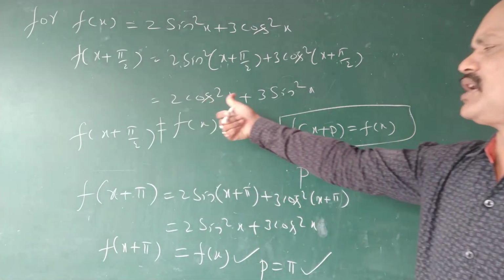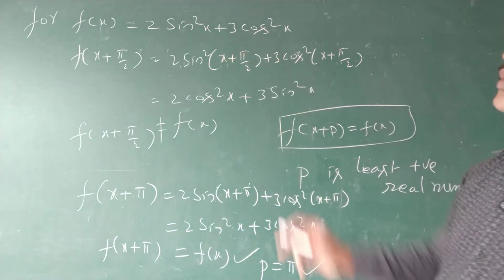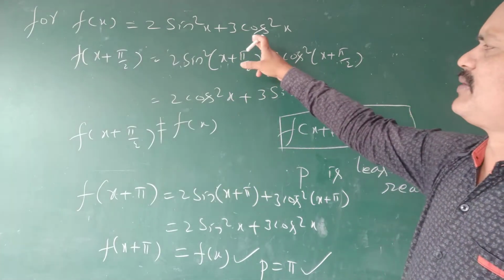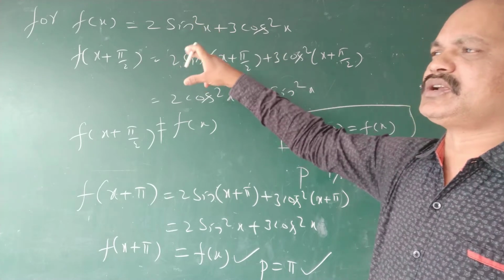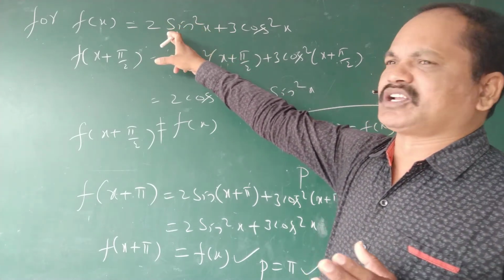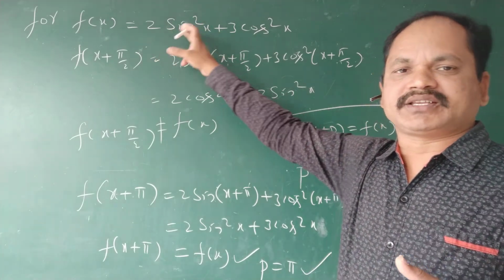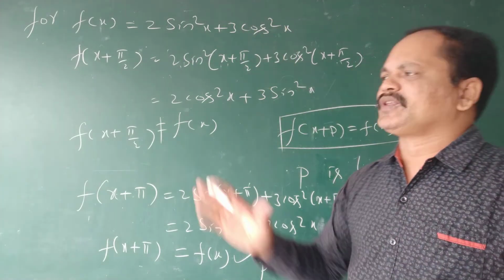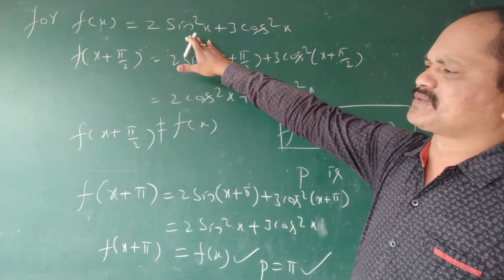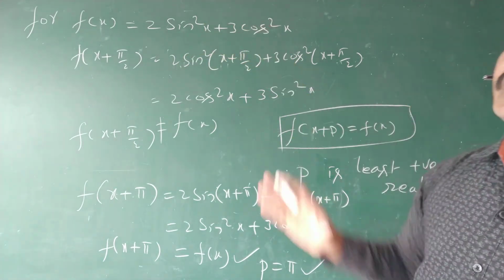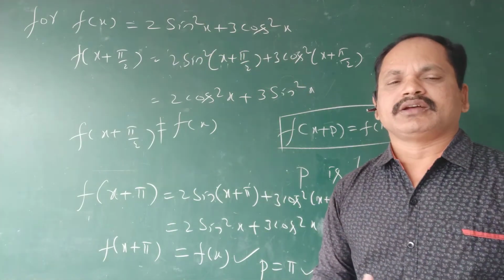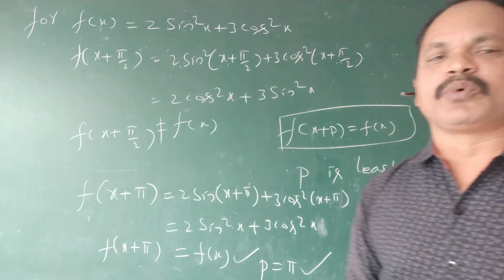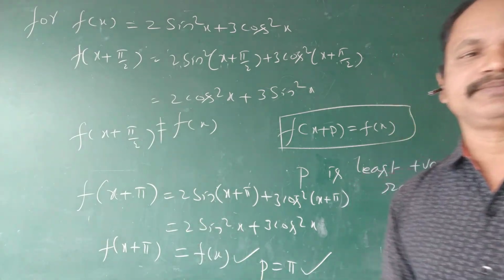So what we observe from this one and the previous one: if the coefficient of sin square x and the coefficient of cos square x are equal, then the period is pi by 2. If the coefficient of sin square x and the coefficient of cos square x are different, then the period of the function is pi. Okay, now we have to write the note point for this concept.